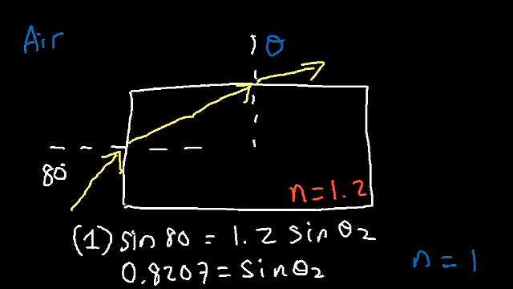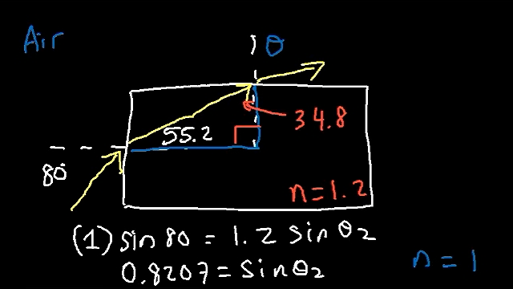So therefore, theta 2 is about 55.2 degrees. Now notice that we can turn this into a right triangle. And so this is 90 degrees. To find the other angle, it's going to be 90 minus 55.2. And so this angle here is about 34.8 degrees.